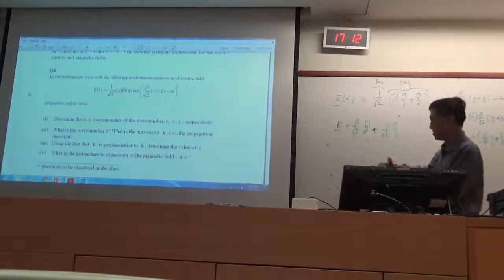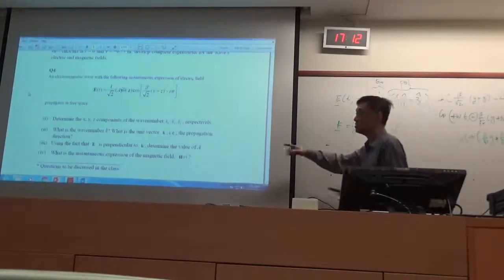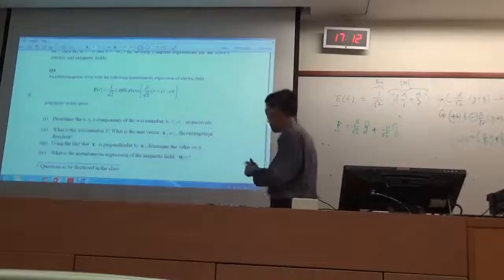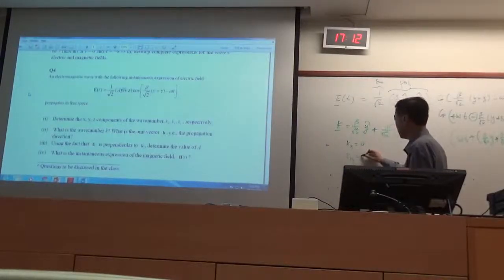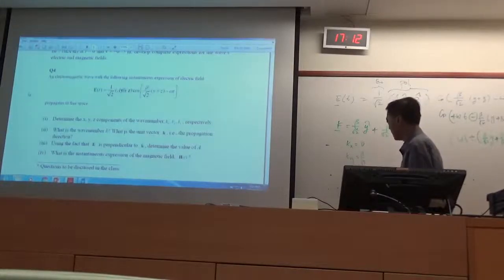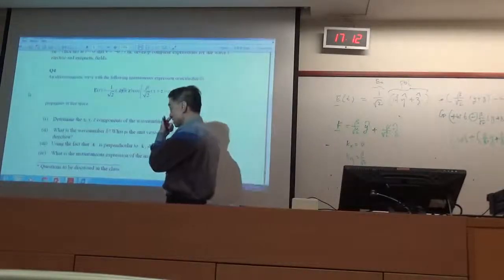So for the x direction, of course, it is 0. So kx is equal to 0. Ky is equal to beta over square root 2. Kz is equal to beta over square root 2. No problem. Okay, so this one is fast.